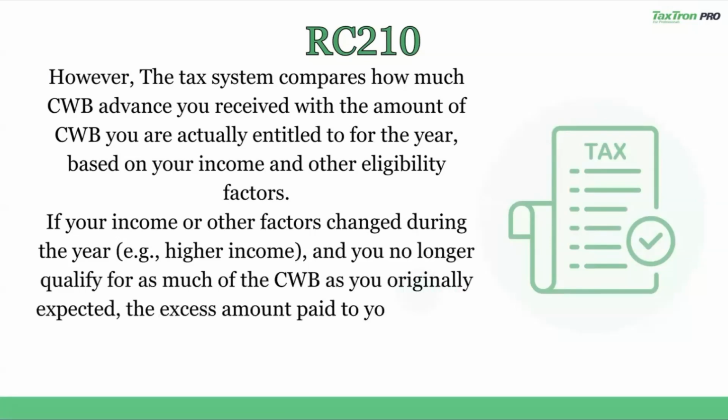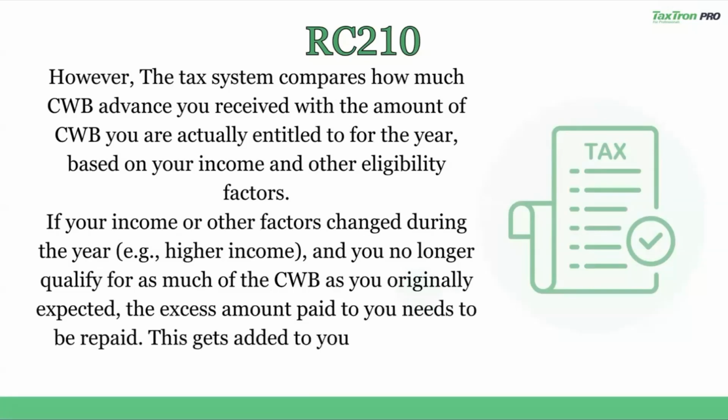If your income or other factors change during the year, for example, a higher income, and you no longer qualify for the CWB as originally expected, the excess amount paid to you needs to be repaid. This gets added to your net federal tax, increasing your tax owed. Now let's look at an example to make it clear.